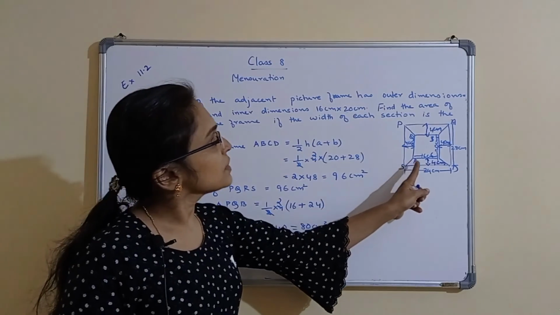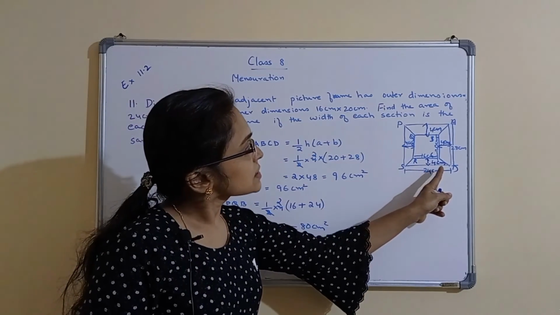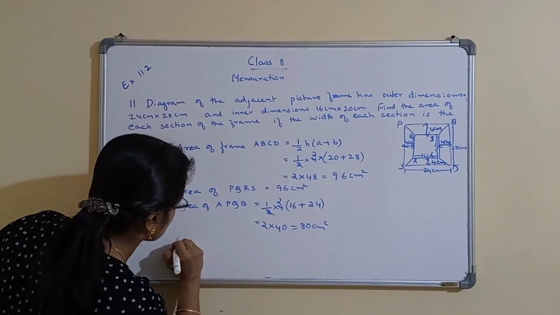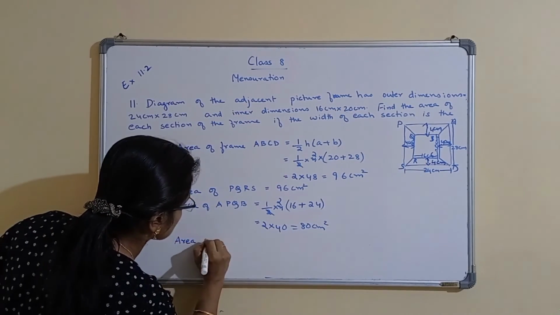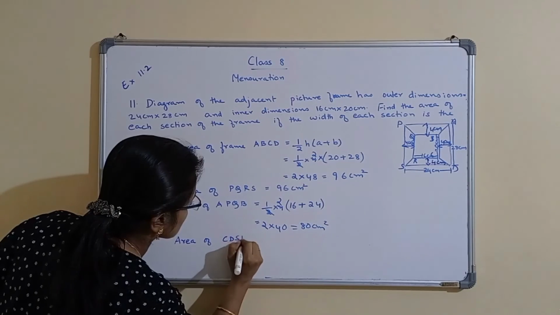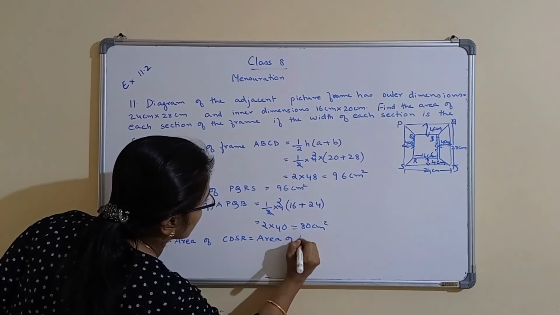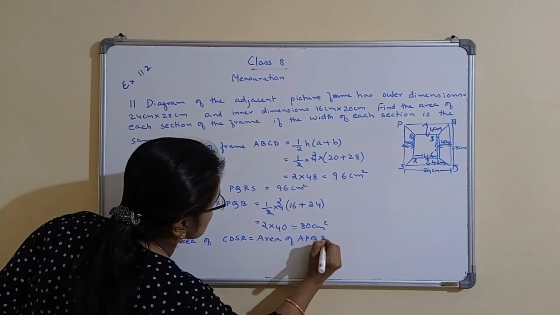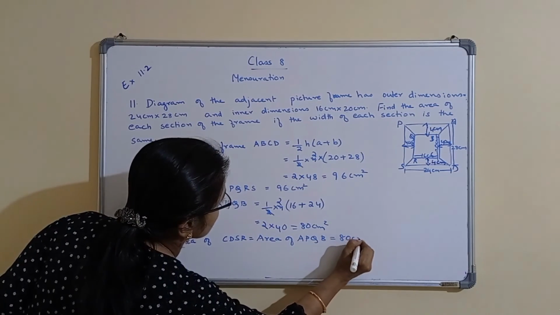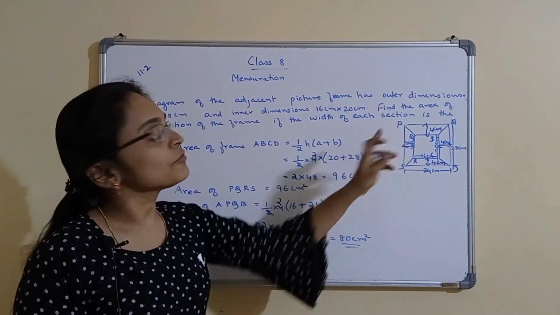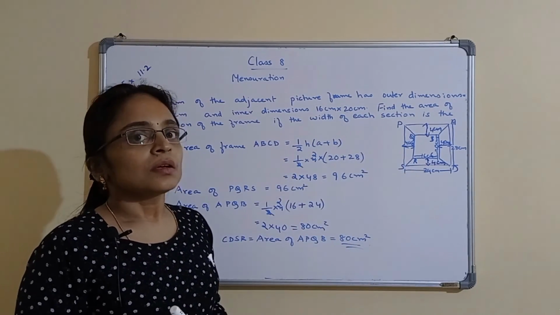Now area of this is CDSR. Area of CDSR is equal to area of APQB, which is equal to 80 centimeters square. So we have found the area of all these frames.